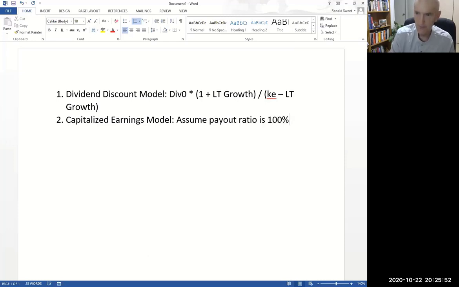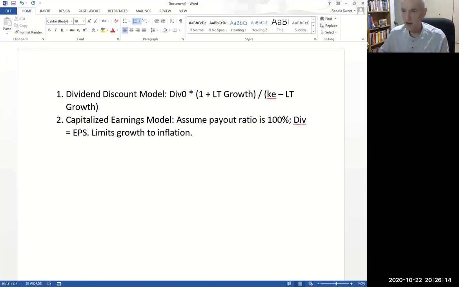But the argument here is, let's assume the payout ratio is 100%. That is, dividends equals earnings per share. We're going to say this limits growth, not to 0% like the sustainable growth model does. I'm going to say it limits growth to inflation. My argument is if they pay out all the earnings, they can't reinvest in the firm to grow, but their revenues should grow with inflation, their expenses should grow with inflation, and so their earnings will grow with inflation. And because they have depreciation expense, they do have some cash flow they can reinvest just to keep things maintained. And so that's my argument.